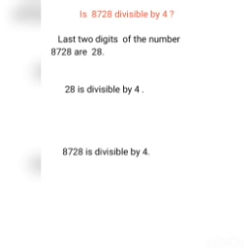The last two digits are 28, and is 28 divisible by 4? Yes, 28 comes in the table of 4 because 4 times 7 is 28. So 28 is divisible by 4. This means that even 8728 is divisible by 4. And yes, we can say that 8728 is divisible by 4.